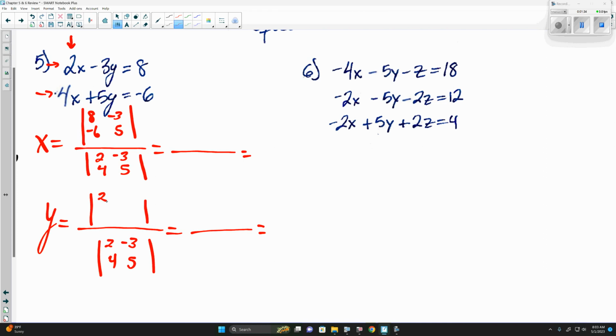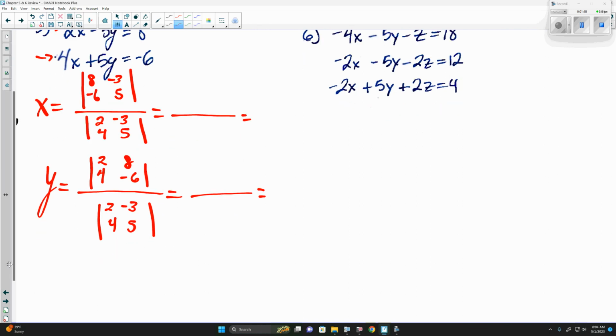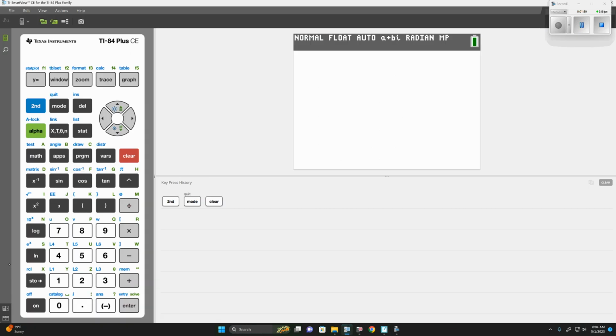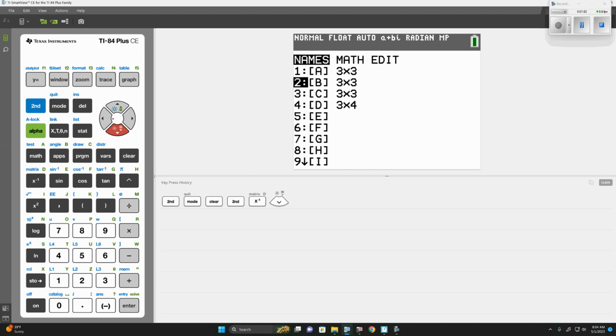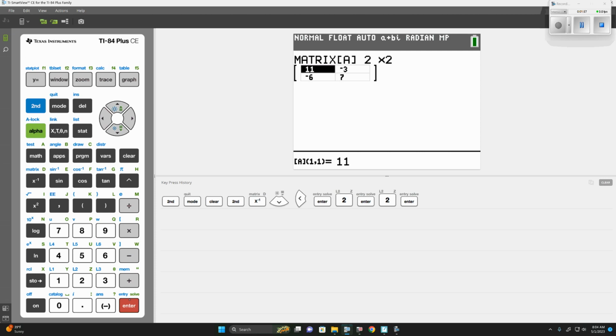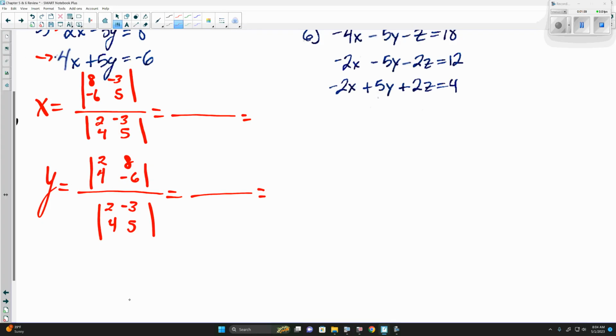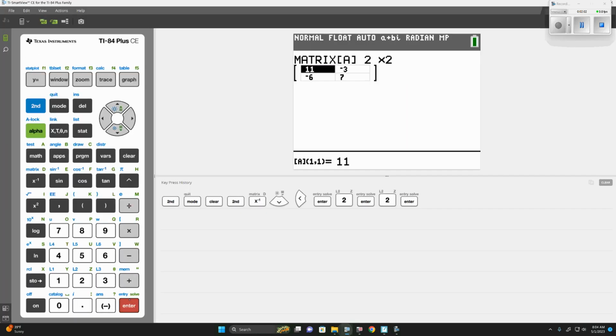For the y values, we're going to replace the numbers that are in front of the y's with what it's equal to. And we get this here. Now at this point, we can take the calculator and let it do it for us. Edit A to 2 by 2. 8, -3, -6, 5.